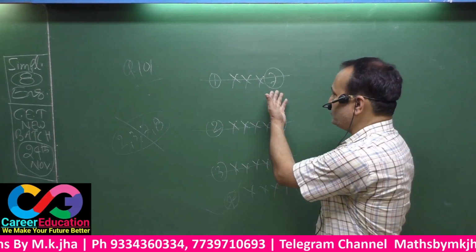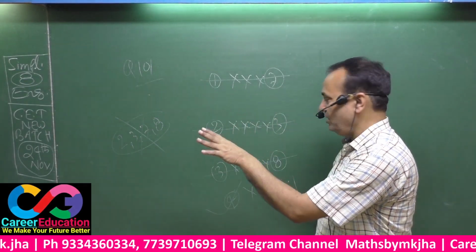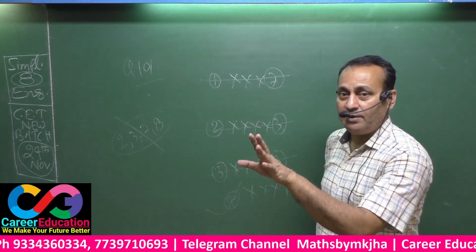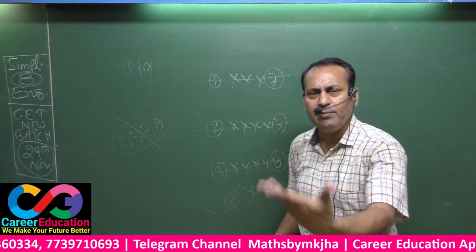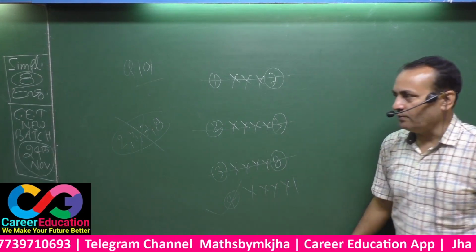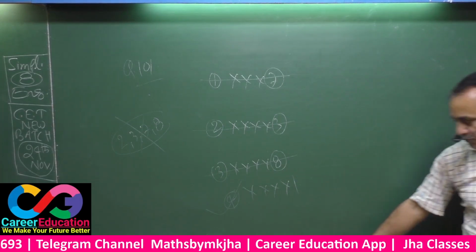That means here is 7, can't be. Here is 3, can't be. Here is 8, can't be a perfect square number. But here is 1. This may be. Okay. Now come to question number 102.